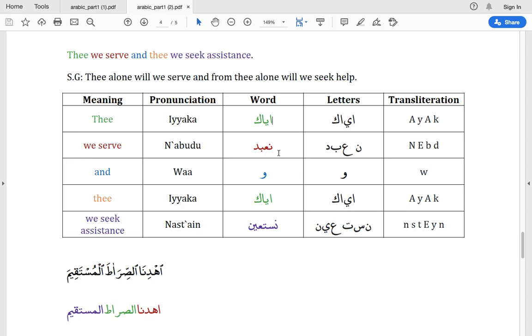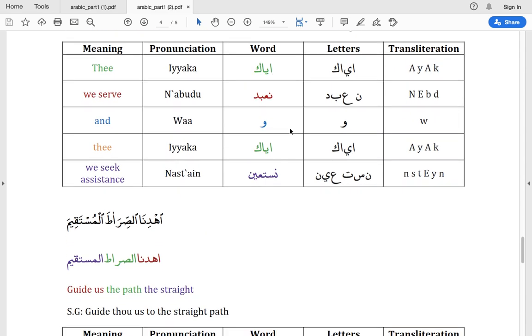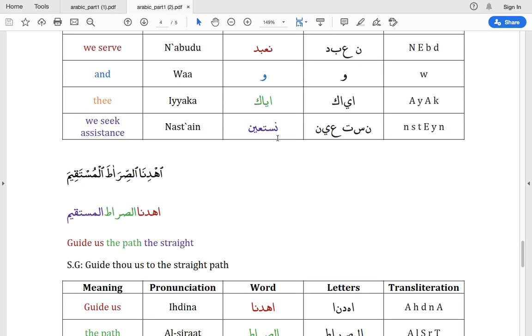Okay, next one is Na'budu, noon, ain, ba, dal, which means we serve. Next one is Wa. Wa means and, used to join sentences. Next one is again Iyyaka, which we already discussed, means thee. So again, we're addressing God alone. Iyyaka, thee. Nasta'in, we seek assistance. Okay. Noon, seen, ta, ain, ya, noon.